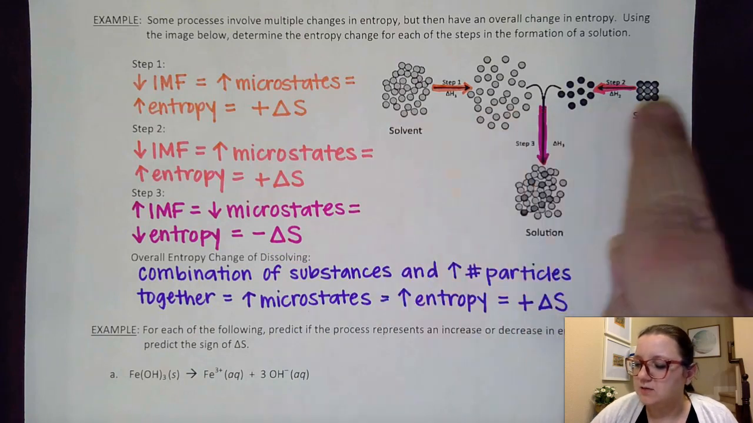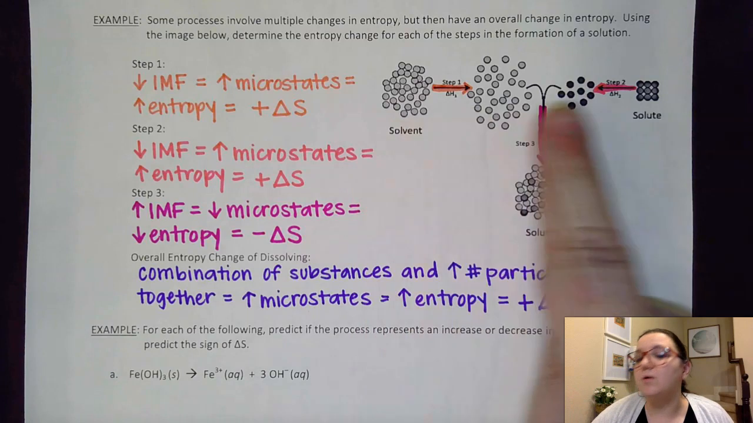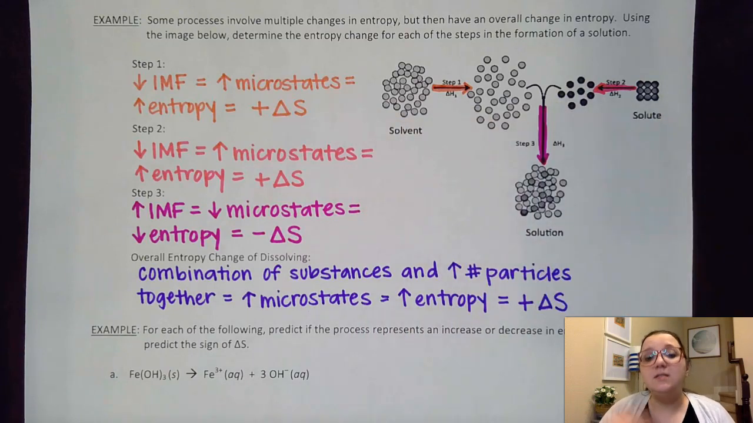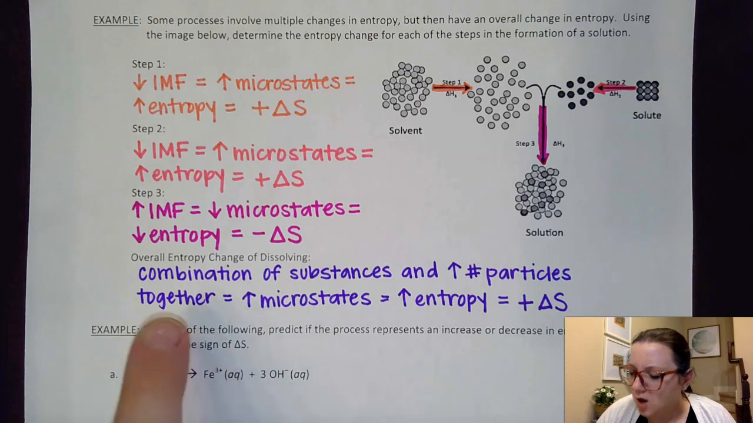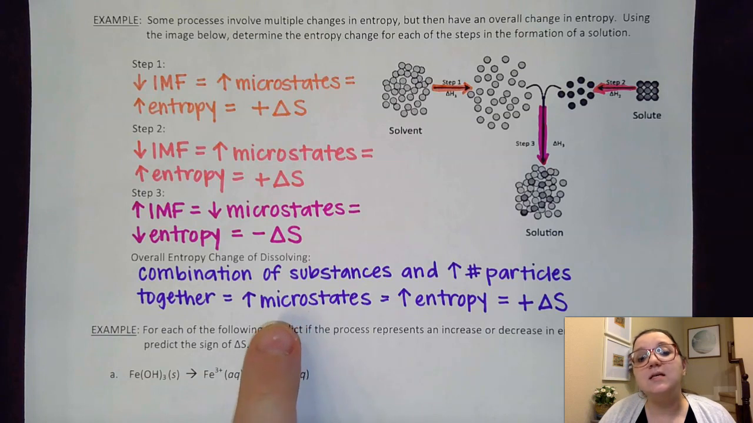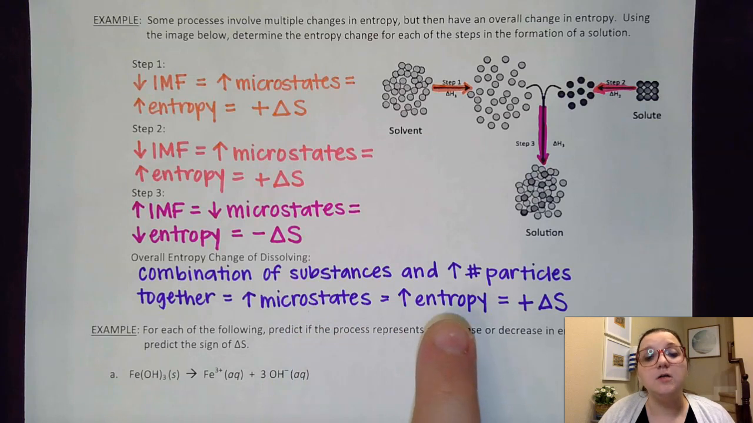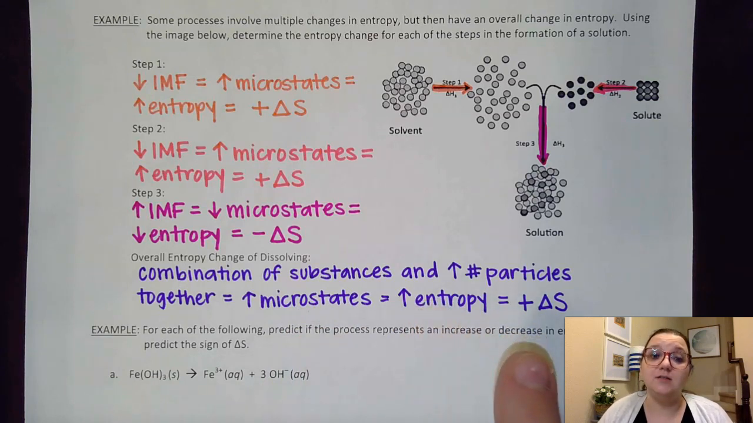However, here's the deal. Overall, even though these steps individually had a delta S value to them, we can still have an overall delta S that takes place. Now, because I'm combining together substances, that provides a lot more opportunity for arrangements and combinations that could take place than either of these had individually. So since I have all of these particles and all of these combinations coming together, those arrangements skyrocketing gives us an increased number of microstates overall. So overall, I'm going to see an increase in entropy and a positive delta S value.